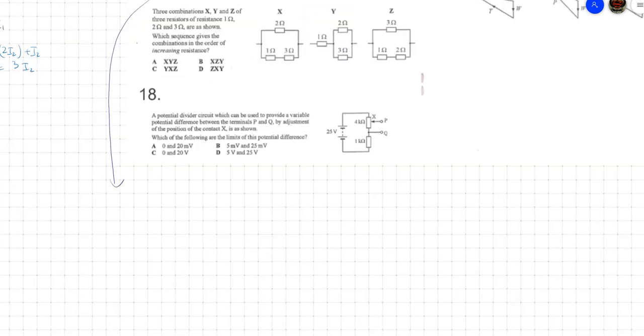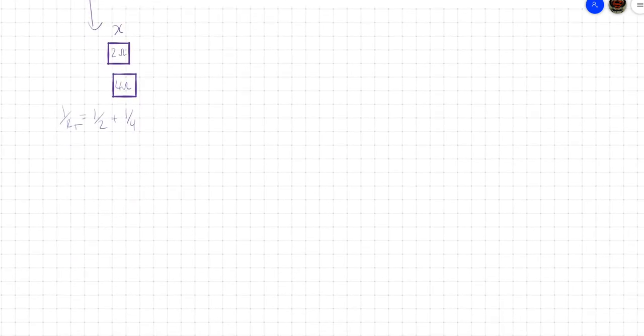So X, we have 2 ohms. Now we're going to combine these two together, so these two are in series with each other, and that is 4 ohms. Then the total resistance is going to be 1 over 2 plus 1 over 4, and this is 1 over RT. Don't forget to flip it, because you need to do this in your calculator, and then flip it, and the resistance is 1.3 recurring.